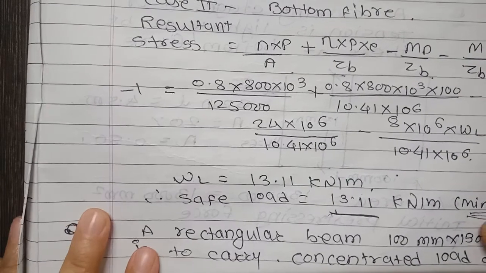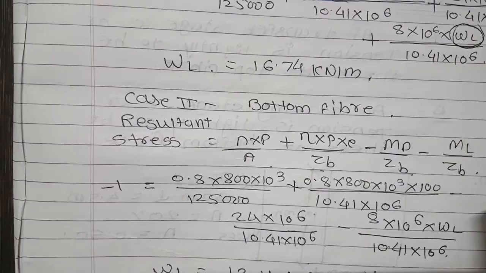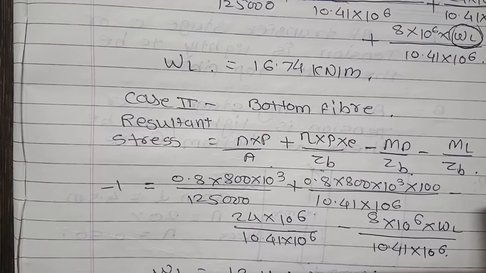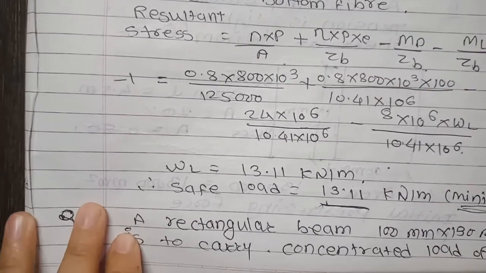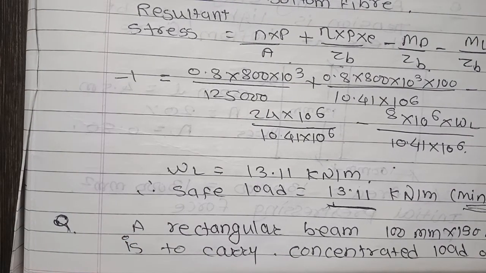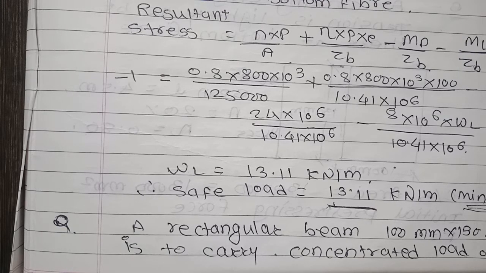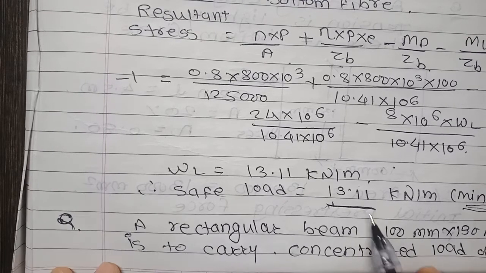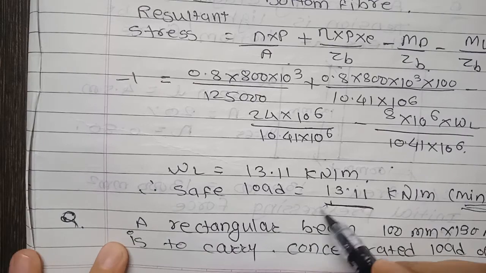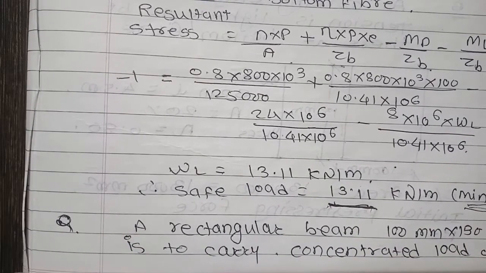Now from case 1, we got WL equals 16.74, and in case 2 we got WL equals 13.11 kilonewton per meter. But consider the minimum value, that is 13.11 kilonewton per meter. It is for safe load. 13.11 kilonewton per meter is the superimposed load required in this problem. This is the answer. Now take another example.